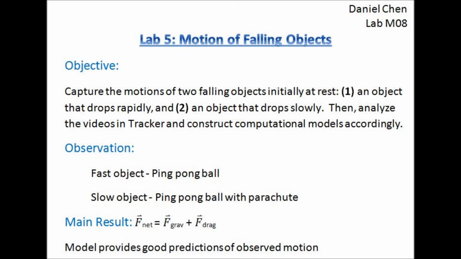The objective of this lab was to observe the motion of two objects that are dropped from rest, and to construct a computational model that included only the effect of gravity, and then another model for the effects of both gravity and drag. For my fast object, I used a ping pong ball, and for the slow object, I attached a parachute to the ping pong ball. The main result was that F net is equal to the force of gravity plus the drag force, and the models provide good predictions of observed motion.